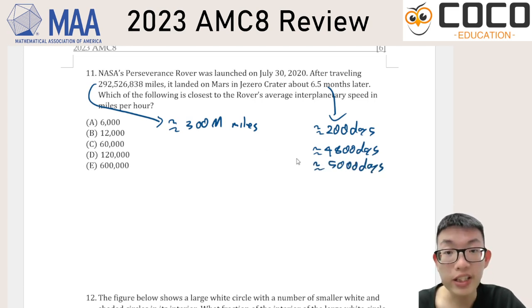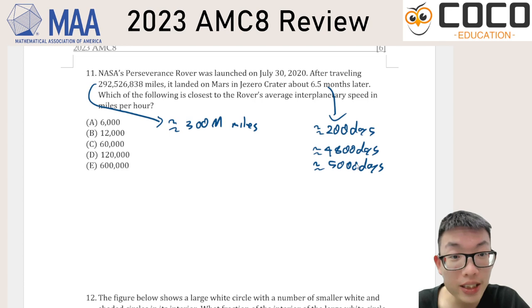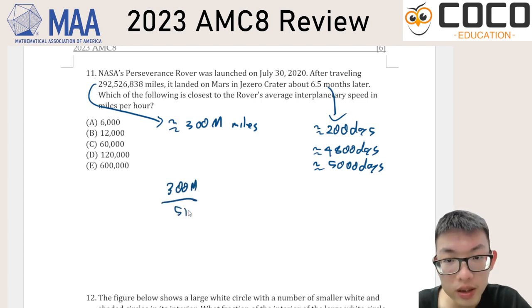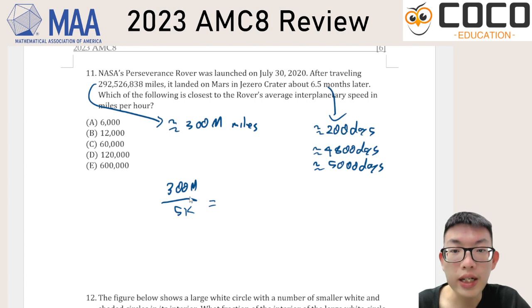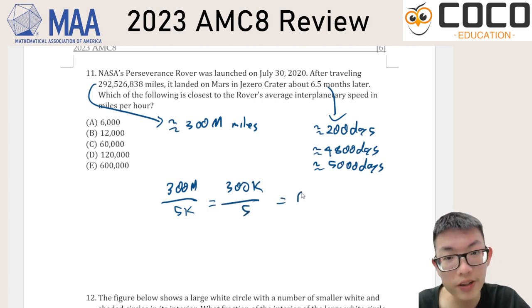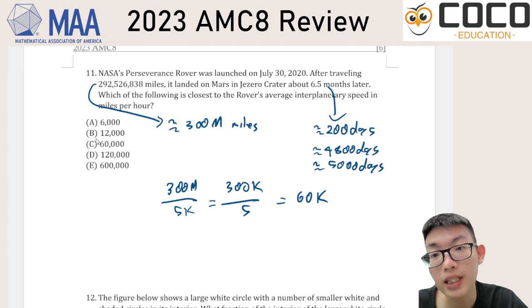And now if I divide, I just need to make sure I get the correct number of zeros in. So 300 million divided by 5,000. I like to put it using these abbreviations because 1 million divided by 1,000 is 1,000. So I can cancel off 1,000. 300k divided by 5 would be 60k. And so 60,000, which is option C.